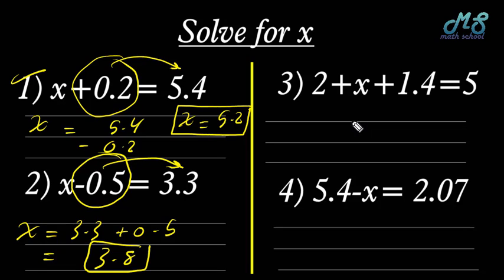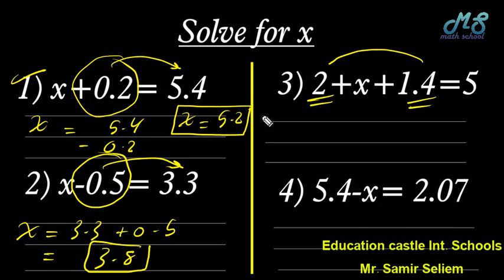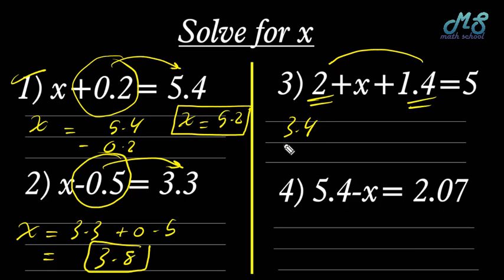Number 3, it's addition equation. But we have two like terms. You have to collect like terms mentally first. 2 plus 1 equals 3. So we have 3 plus x, mister, equals 5. It's addition equation. To find the value of x, we can write x equals 5 minus 3.4.